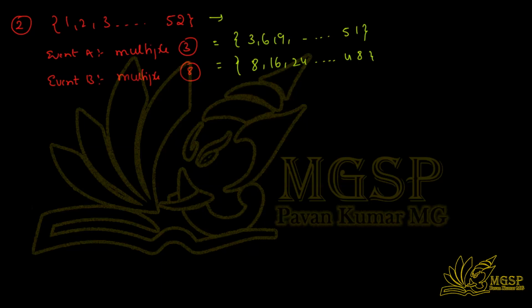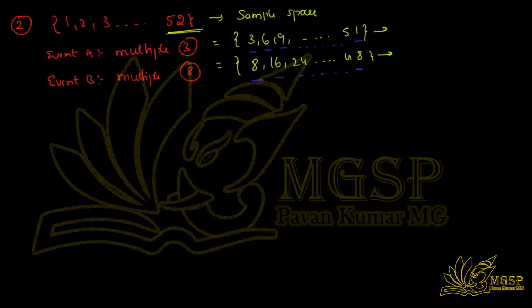So here I am going to give a trick. As I told, wherever there is a requirement, I will give a trick so that you can solve this kind of problem easily. Here the sample space is equal to 52, and to get the number of elements in this and this, how can we do it? One way is you can count like 3, 6, 9 till 51. Similarly 8, 16, 24 till 48.